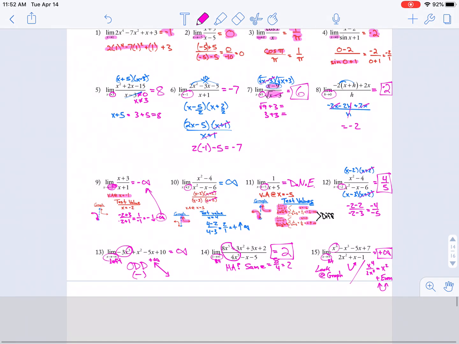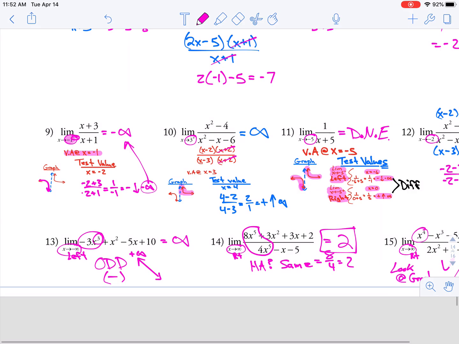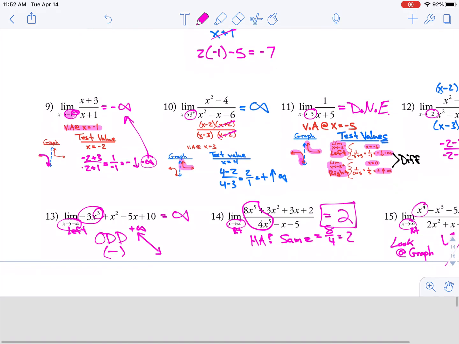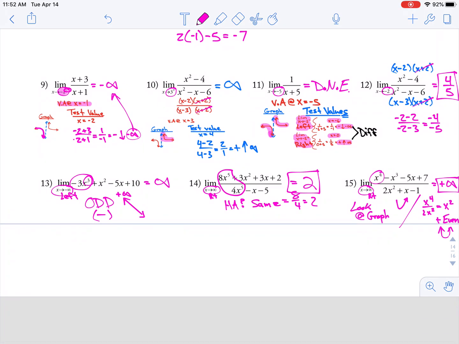Here's a lot of examples, and this is kind of the main focus of this chapter, what we're finishing up with before our test: limits. So if you can plug it in, 1 through 4, plug it in. If not, 5 through 8, simplify before you can plug it in. Now, if you're talking about vertical asymptotes like 9 through 11, you need to test the value or look at a graph from the sides that they're coming from. And last but not least, if x is going to positive or negative infinity, then we're talking about end behavior.